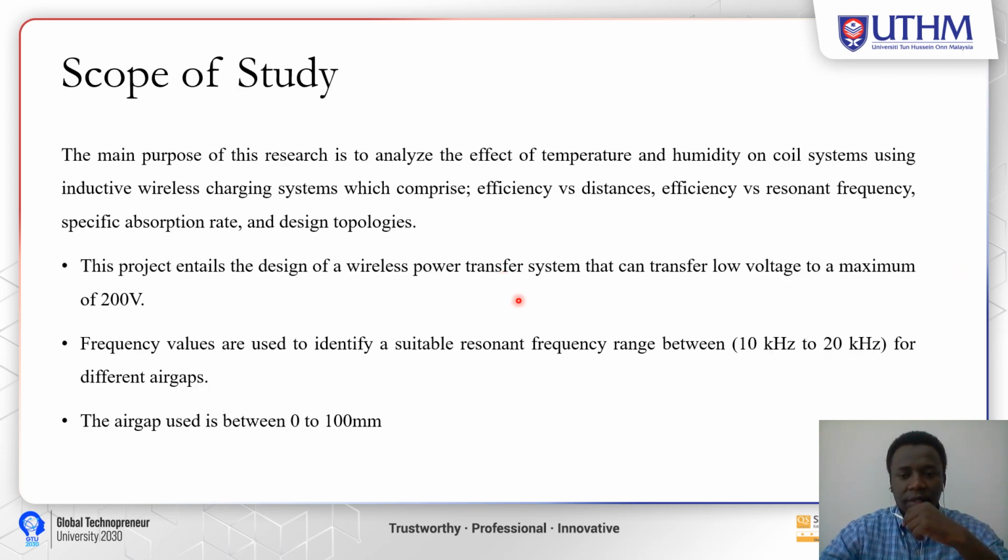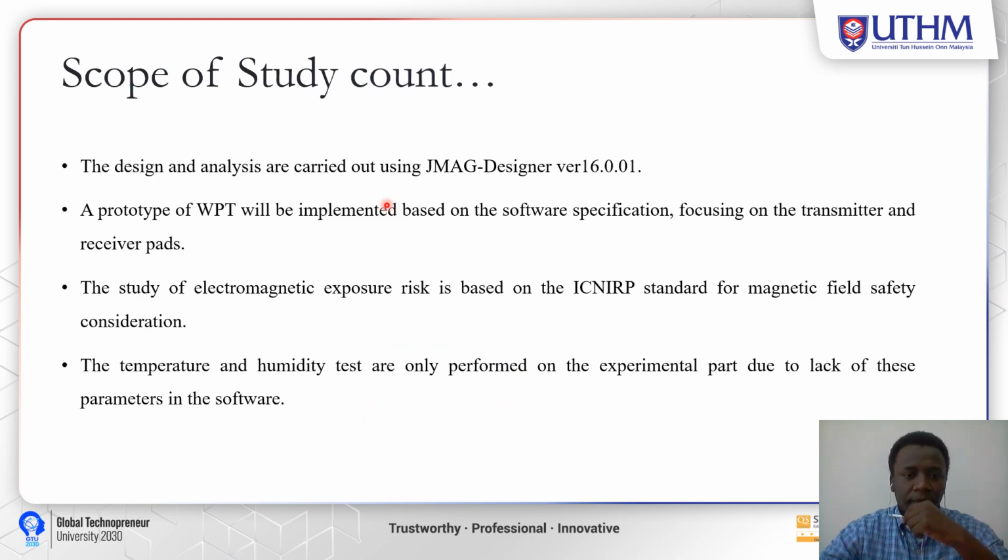This project aims to design a wireless power transfer that can transfer medium to low voltage, which is a maximum of 200 volts. The frequency used here is from 10 to 20 kilohertz. The air gap used is from 0 to 100 millimeters, or 10 cm. And then the software used is JMAG Designer. The prototype is focusing on the transmitter and receiver part.